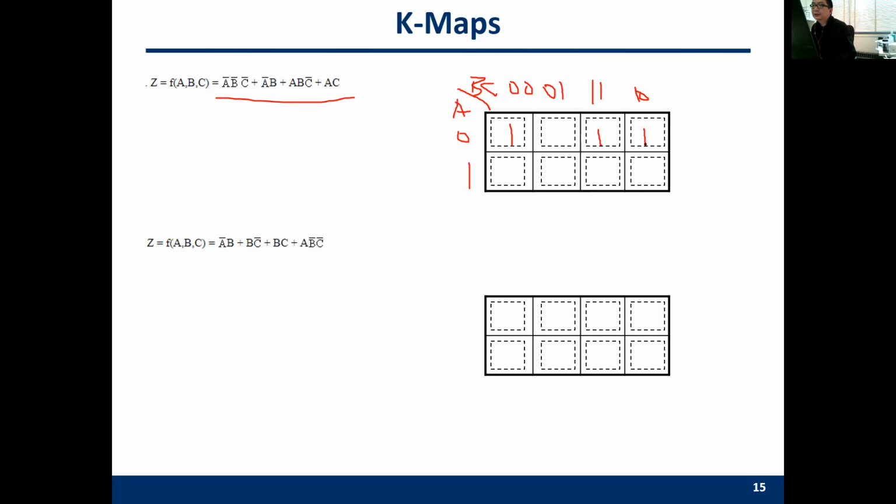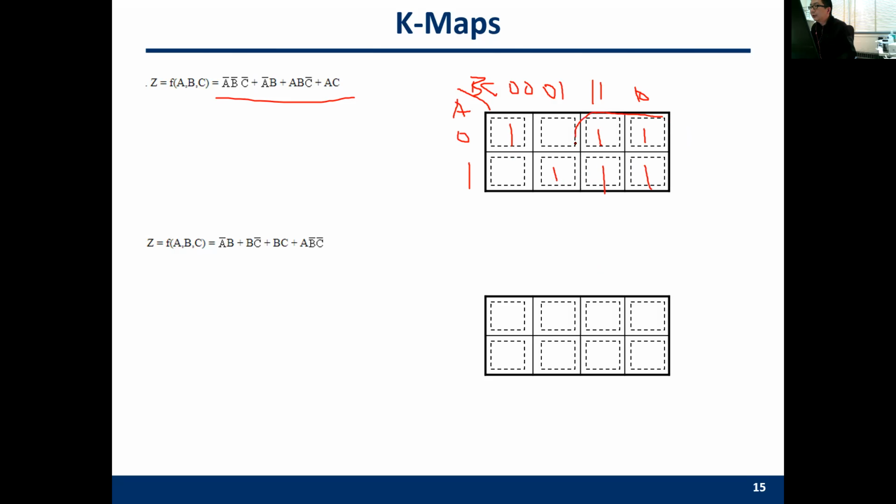Then I have 2 1s here. For the third one, A, B should be 1. A is 1. B is also 1. C has a bar here, so C is 0. So this is this term. And for the last one, A, C. A should be 1. C should be 1. And this column indicates C is 1. And these 2 columns indicate A is 1. So eventually I have something like this.